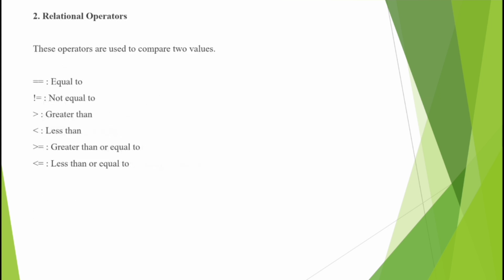And then next, relational operators. These operators are used to compare two values. So for comparing two values, here we are using relational operators. Relational operators are called equal to, not equal to, greater than, less than, greater than or equal to, less than or equal to.